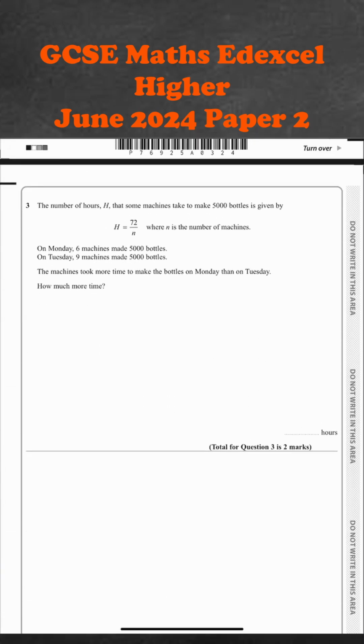Question 3. The number of hours H that some machines take to make 5,000 bottles is given by H equals 72 over N, where N is the number of machines. On Monday, 6 machines made 5,000. On Tuesday, 9 machines made 5,000. The machines took more time to make the bottles on Monday than Tuesday. How much more time? If I say Monday, we have H equals 72 over the number of machines, which is 6, 12 hours. On Tuesday, H equals 72 over the number of machines, which is 9, 8 hours. All we need to do is 12 subtract 8, 4 hours is our answer.